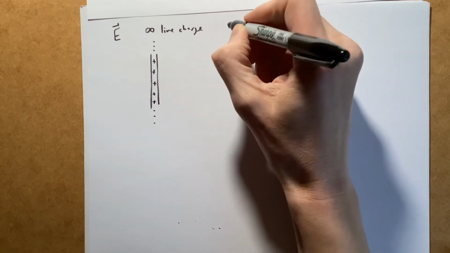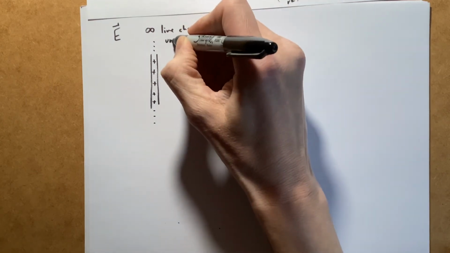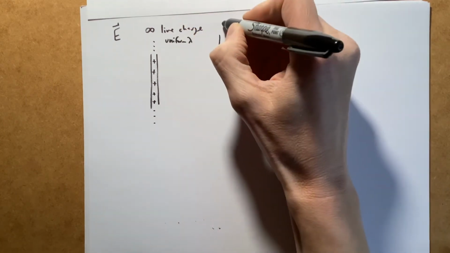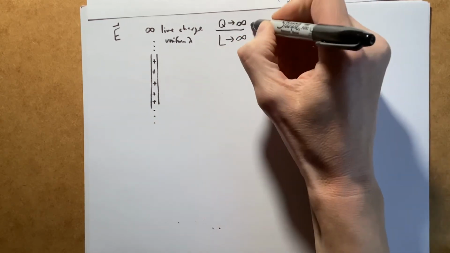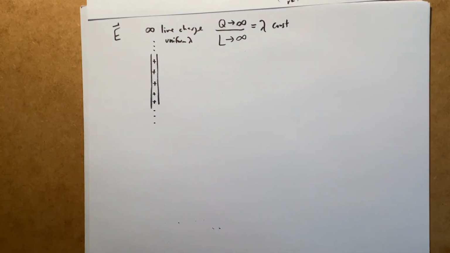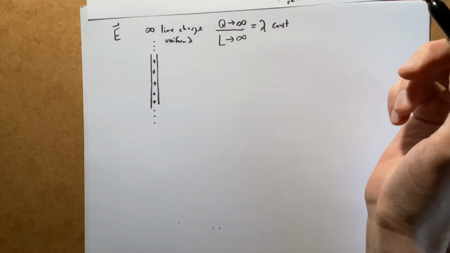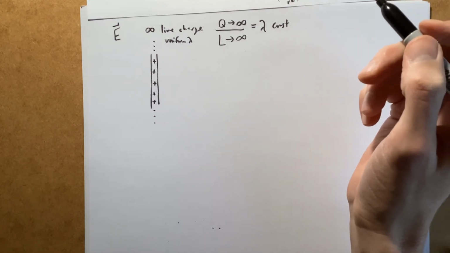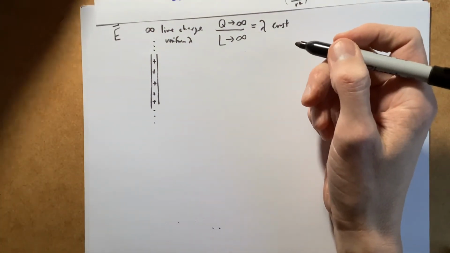Well, if I make it infinitely long and I keep the uniform charge density, it does mean that the Q itself will go to infinity as well. However, keeping the ratio the same, I'm keeping the lambda constant. So even as I take this length out to infinity, and with it the amount of charge goes to infinity, I'm keeping the uniform lambda there.